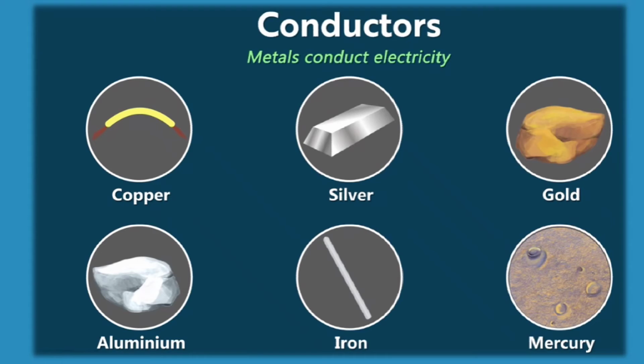These are some examples of good conductors. Almost all metals are electric conductors. For example, we have copper, silver, gold, aluminum, iron, and mercury. These are good electric conductors because they allow electricity to flow through them.